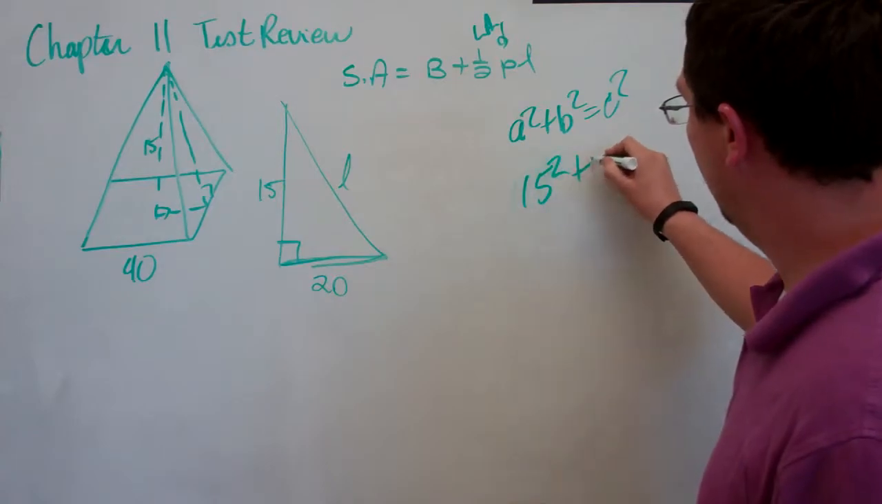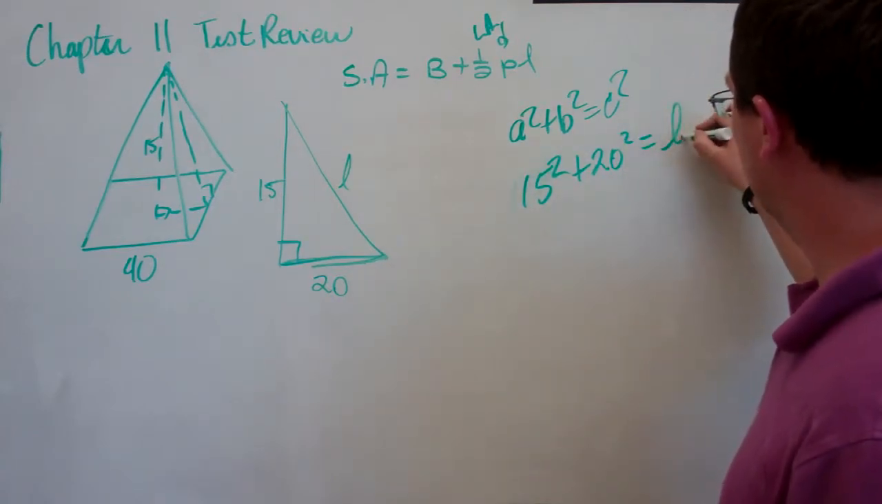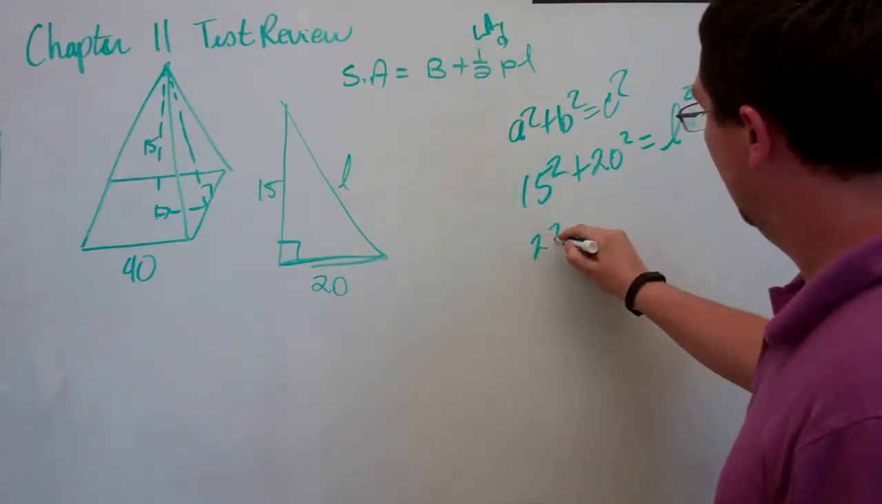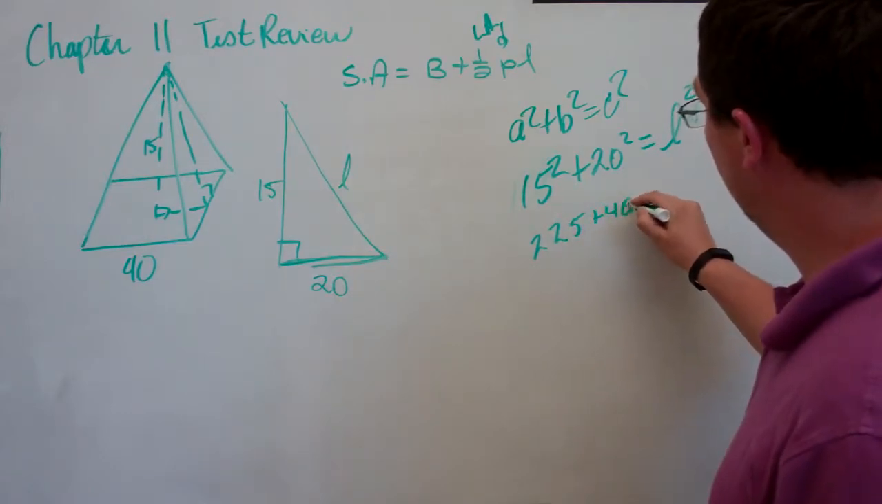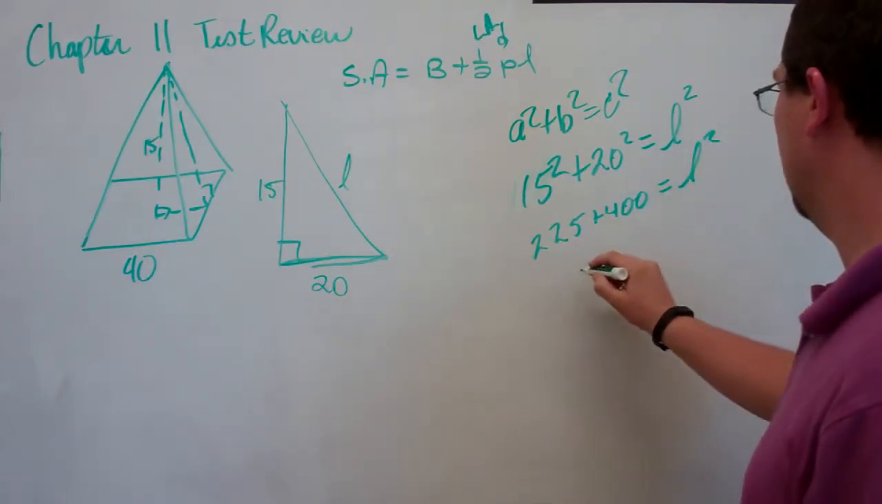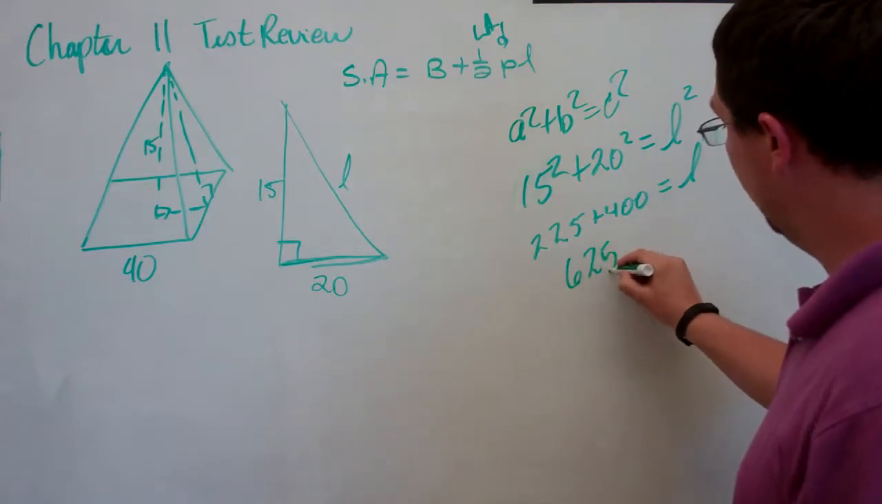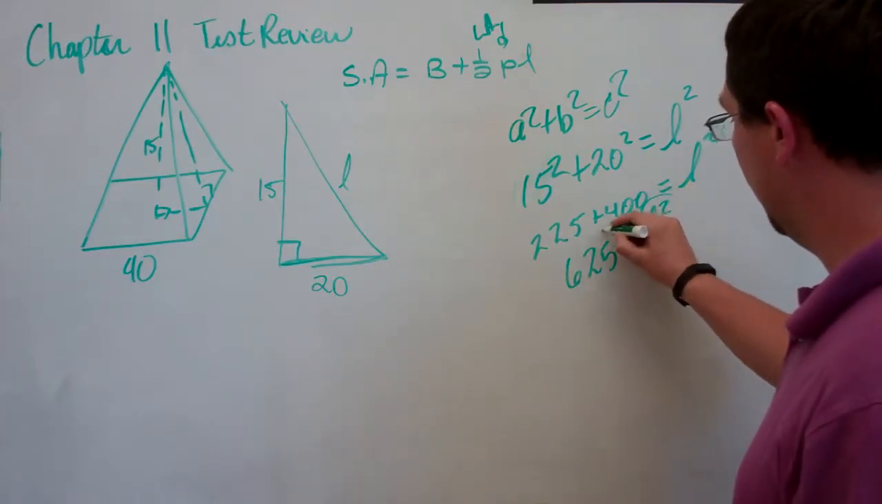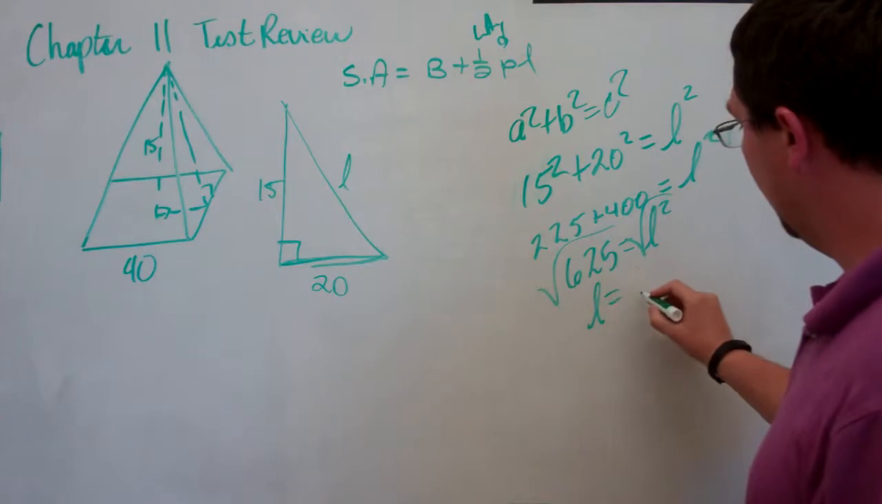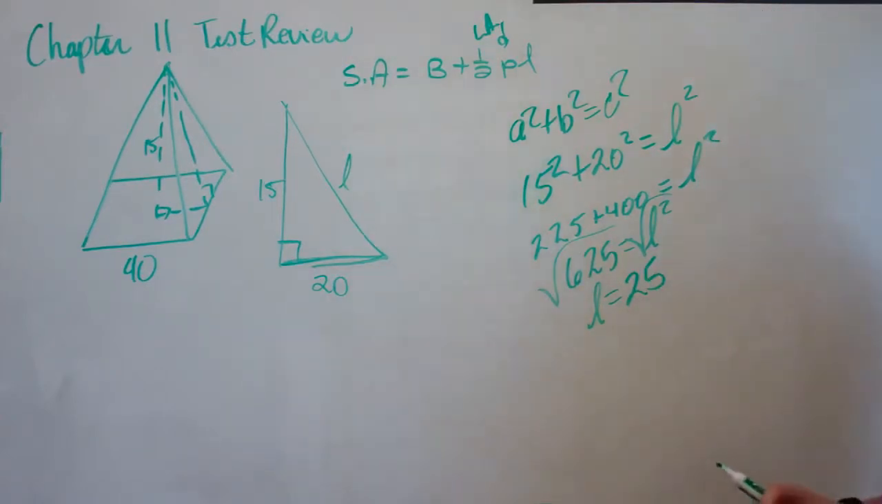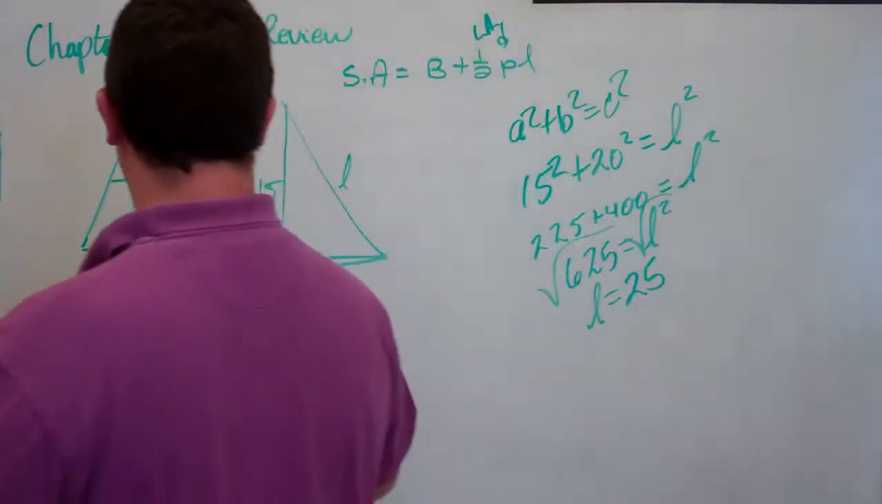So 15 squared plus 20 squared equals L squared. 225 plus 400 equals L squared. 625 equals L squared. Take the square root. The square root of 625 is 25. So now we know our slant height is 25.